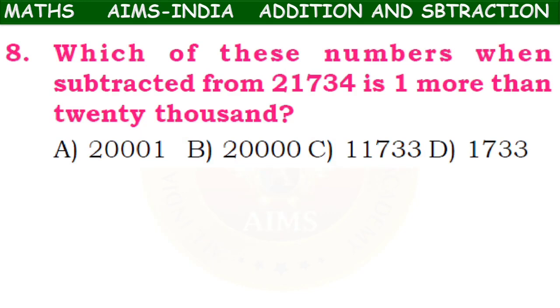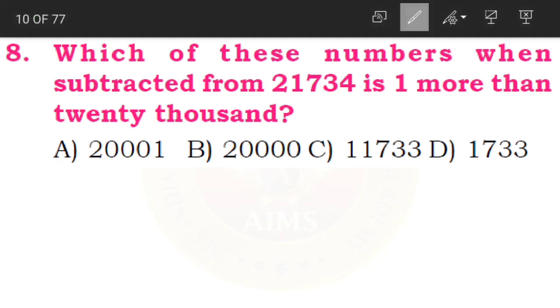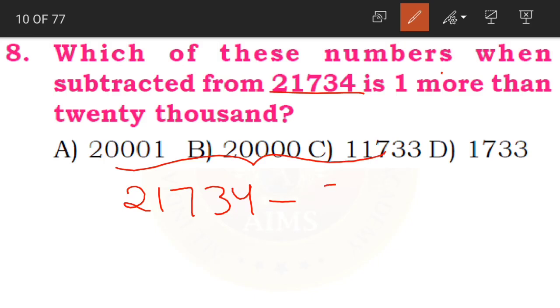Which of these numbers when subtracted from 21,734 is 1 more than 20,000? See, we are having this number 21,734 minus, we need to subtract one number so that the difference is 1 more than 20,000. That means 20,001. So that the difference is 20,001.